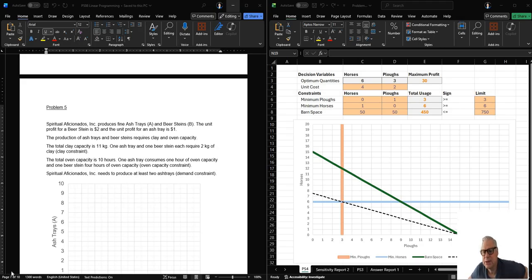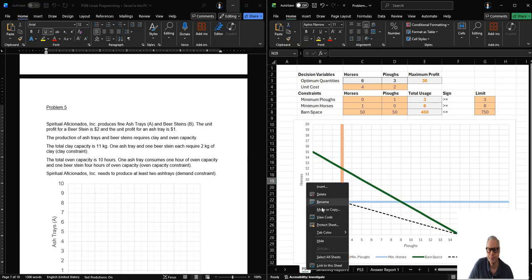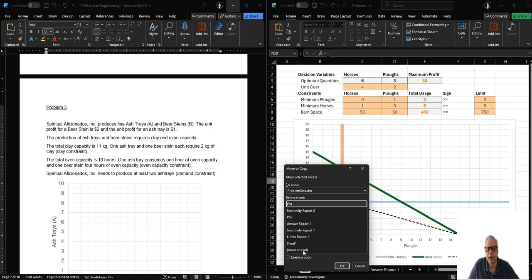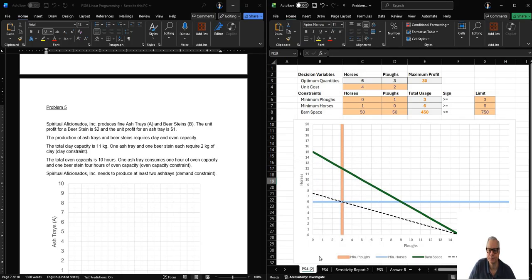So you can see I still have the template or the previous problem set open in Excel, so I think we can just work on that one again. So let's move it and create a copy. And now let's call it problem set 5.